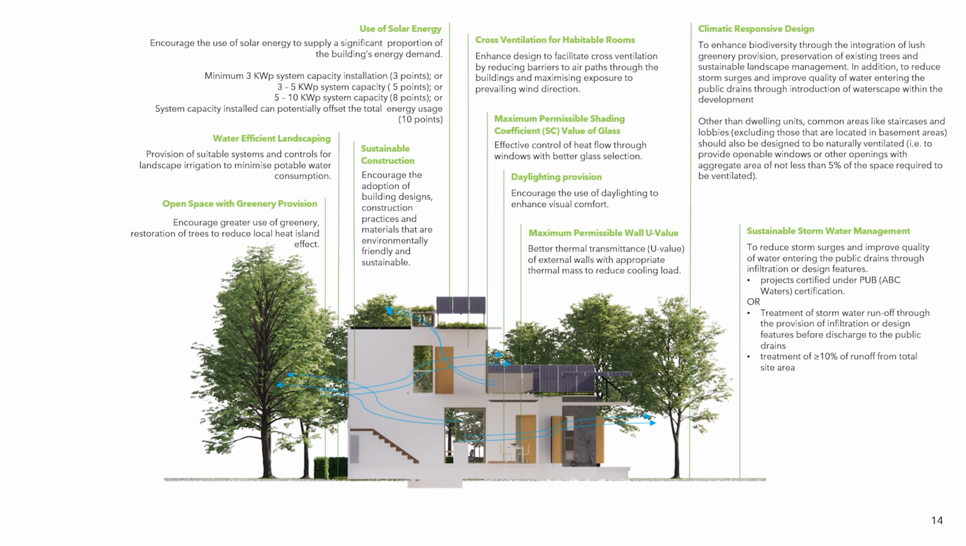Here you are able to see the sustainable strategies that are being used in this net zero house. Here you are able to see that there is an open space with greenery provision, water efficient landscaping, sustainable construction, the use of solar energy at the rooftop, cross ventilation for habitable rooms, the maximum permissible shading coefficient SC value of glass, lighting provision, maximum permissible wall U value, a climatic responsive design, and lastly, the sustainable stormwater management.